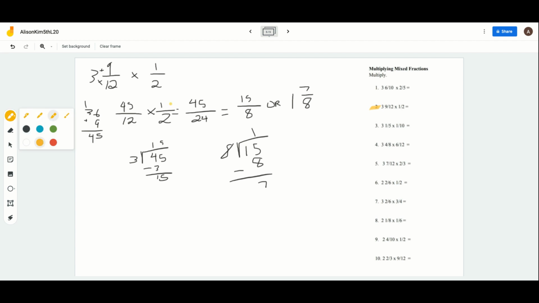And that's going to be your answer. 15 over 8, or 1 and 7/8. Oops, it looks a little bit messy. I'll just box it. 15 over 8, or 1 and 7/8. Let's check our answer. Number 2, sorry. Yep, 1 and 7/8. Yep, that's it.